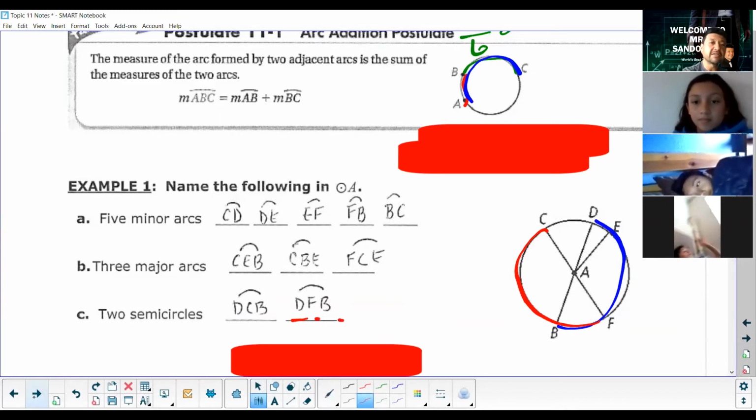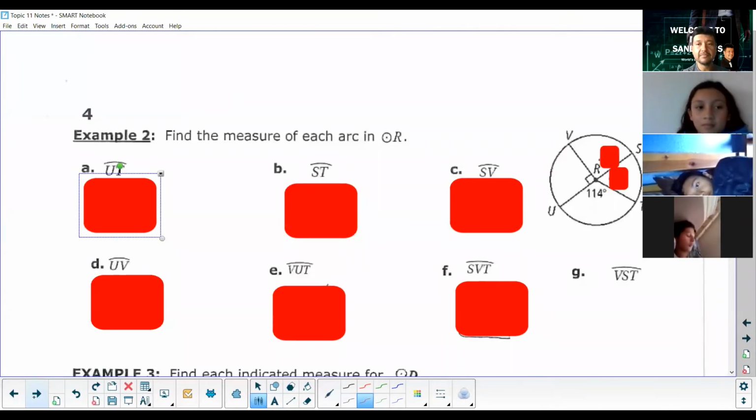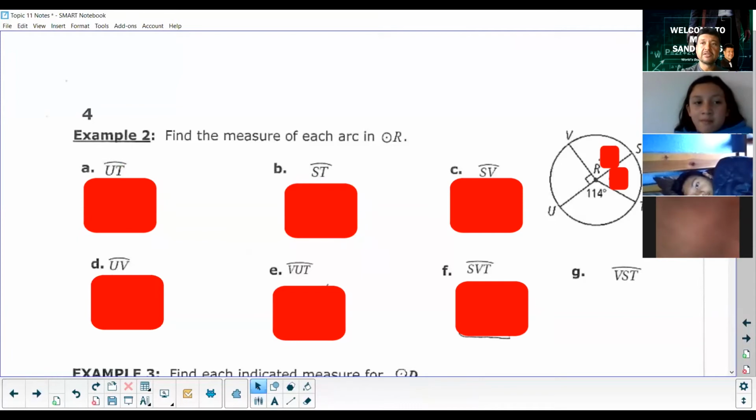Okay, now let's do the next page. All right, so now they want us to find the arc measure of the circle. One thing that's going to be important for us to do this: you see these blanks right here? Okay, so we know that this is 90 degrees.